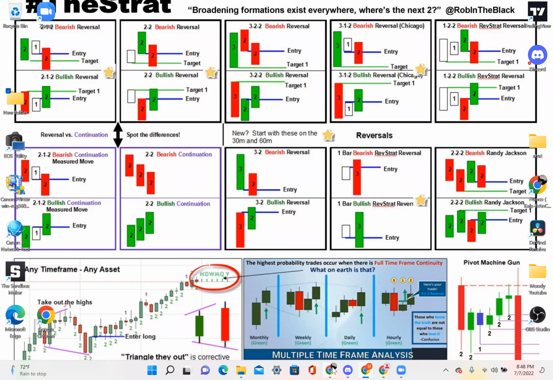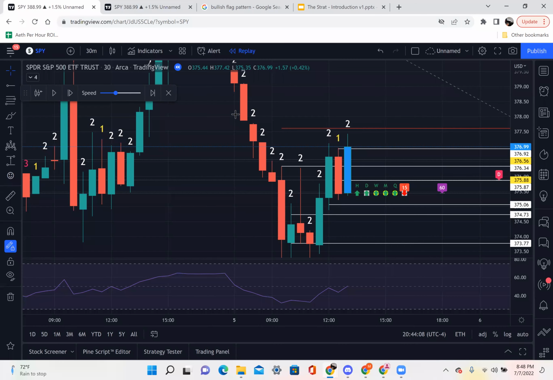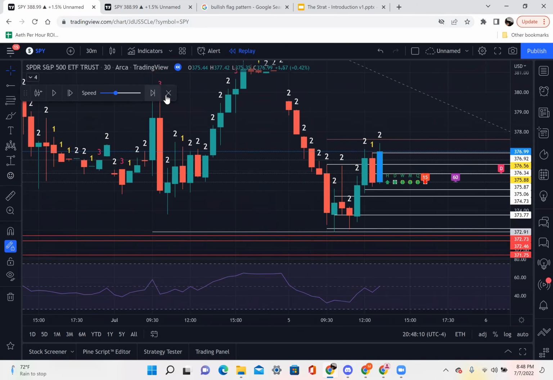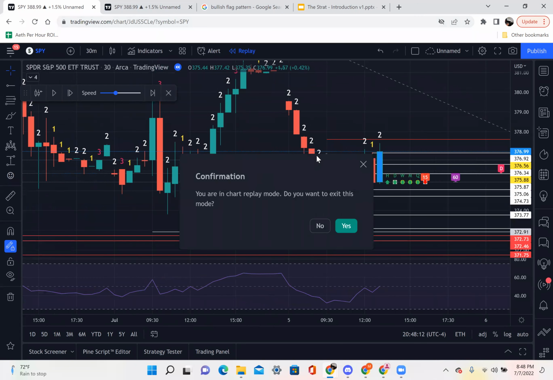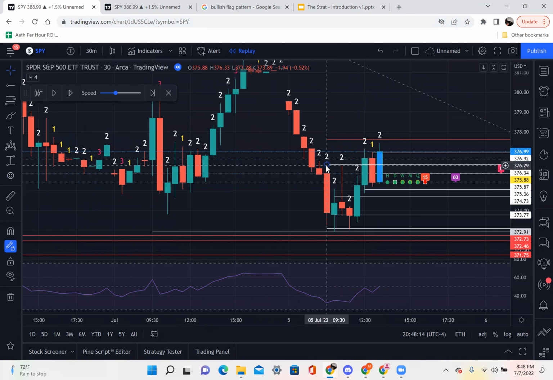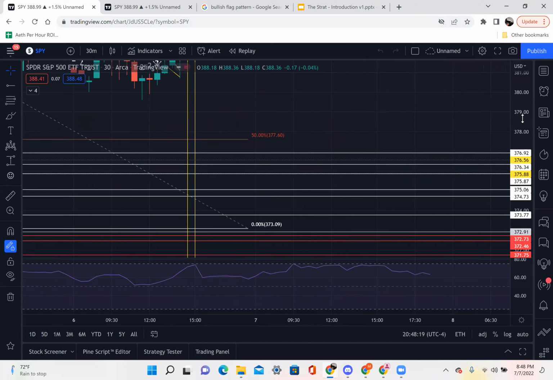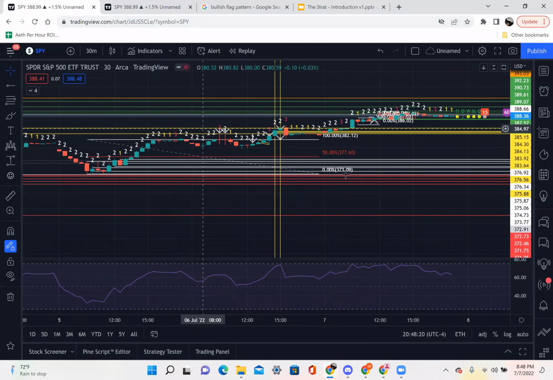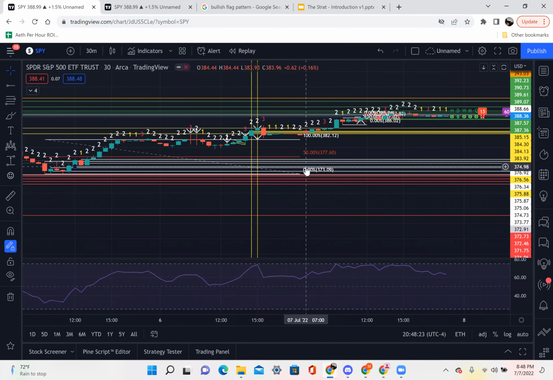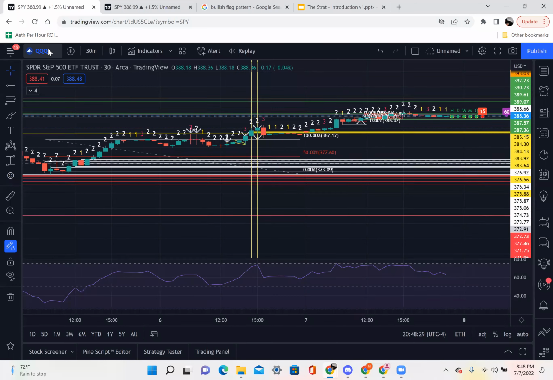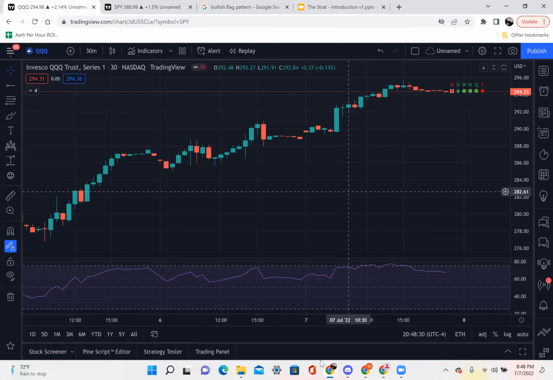Let me pull this back up for you guys. Let's get off of there. I've been doing a whole bunch of stuff with SPY. Let's go to QQQ, just have a little cleaner chart.